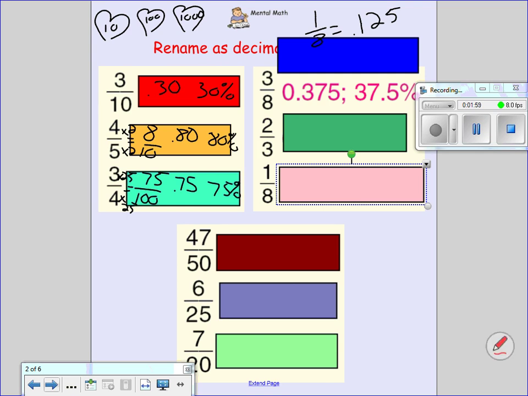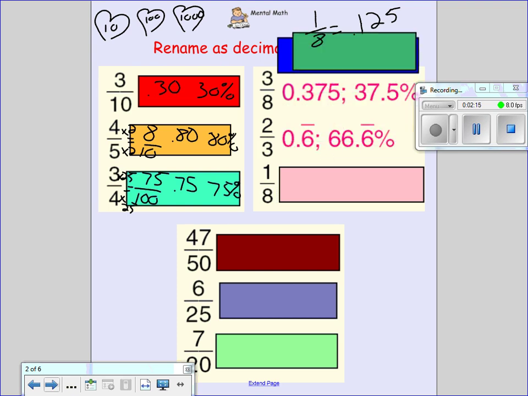2/3. I've been teaching you this for a long time now. 1/3 equals 0.333 continuous, which would look a lot like 33.3%. So I'm going to have to multiply that by 2, kids, to get 2/3, which would give me an answer of 0.6 continuous, or 66.6%. 1/8, this one is done pretty easily because 1/8 equals 0.125, which would be 12.5%.